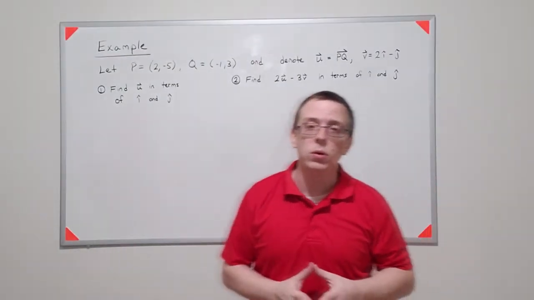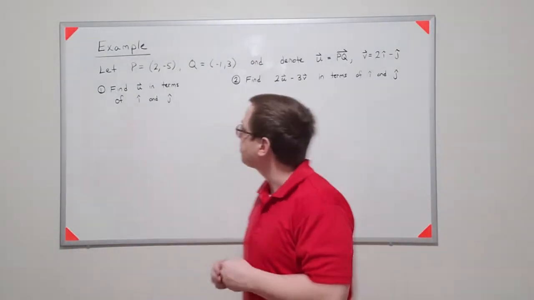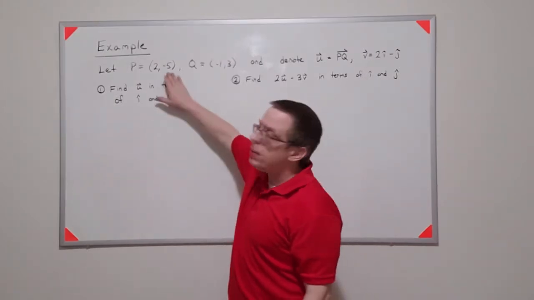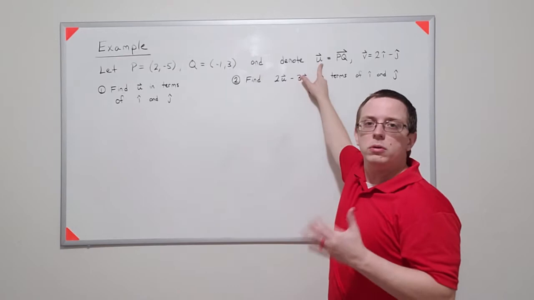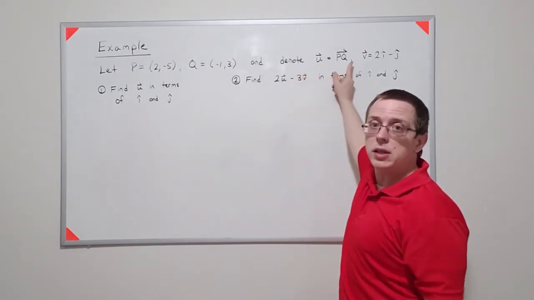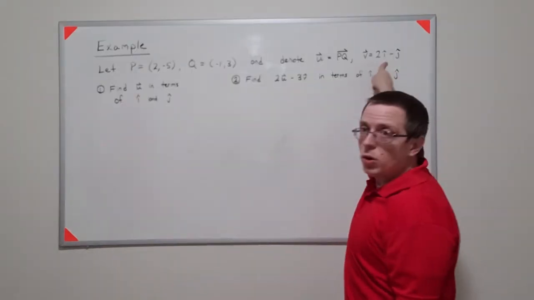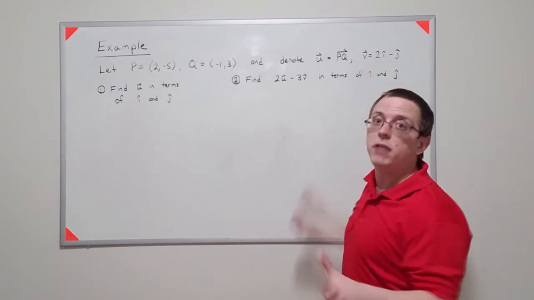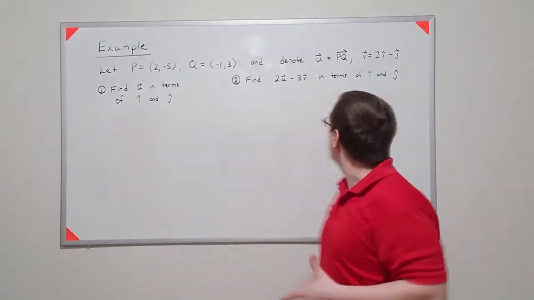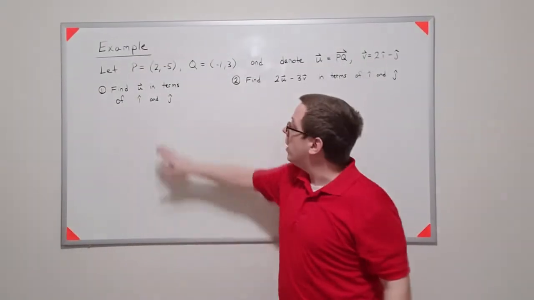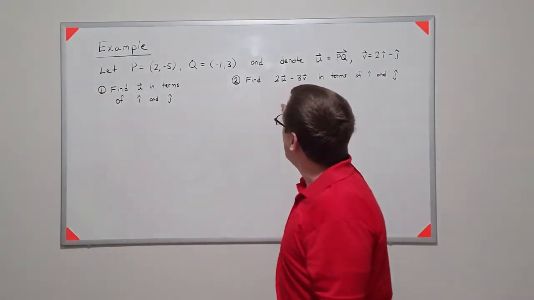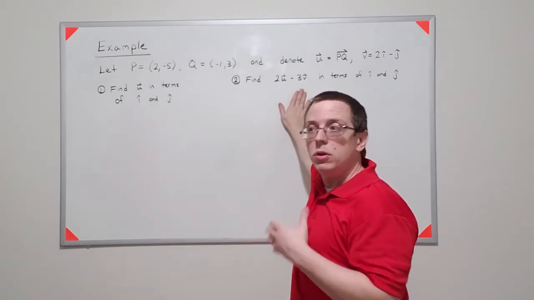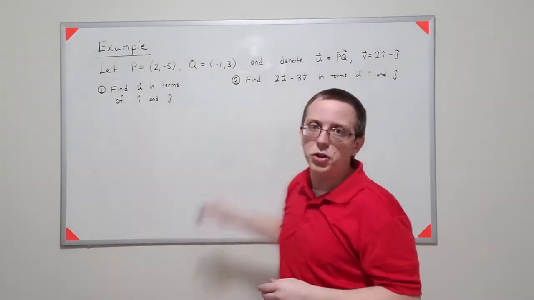So we're going to do an example for standard unit vectors here. I have P and Q set up as points, and I'm going to let the vector u represent the directed line segment from P to Q. I also have a vector v, which is already defined in terms of standard unit vectors. We want to find u in terms of i and j, the standard unit vectors, and then we're going to use that with v in part 2.